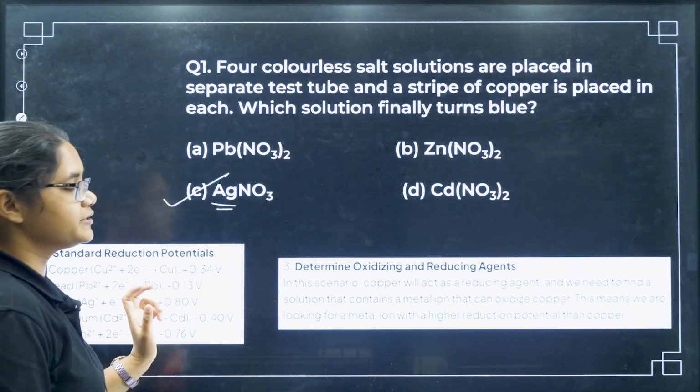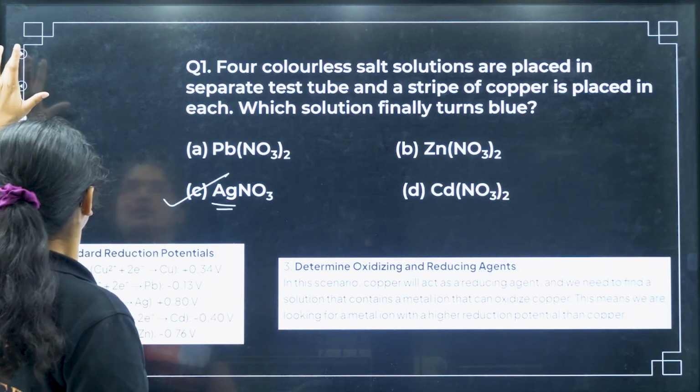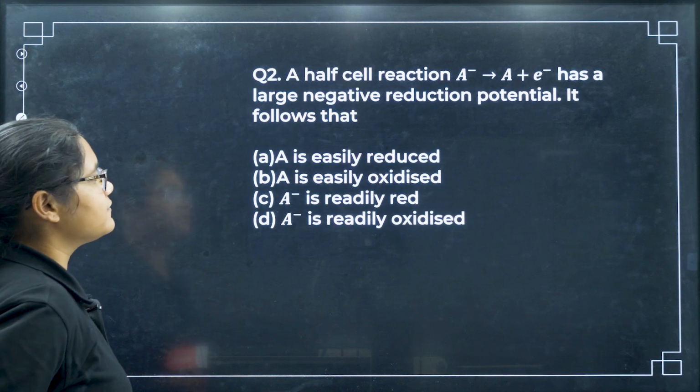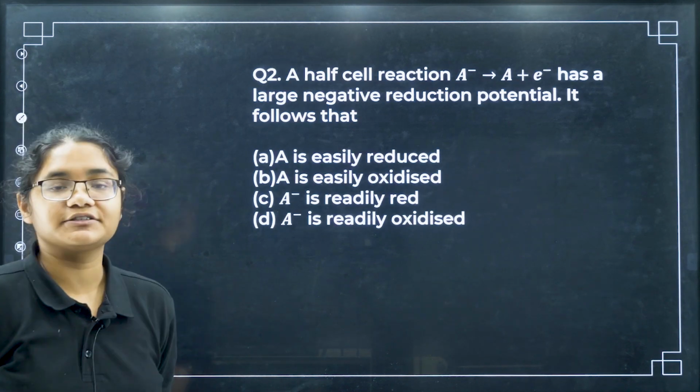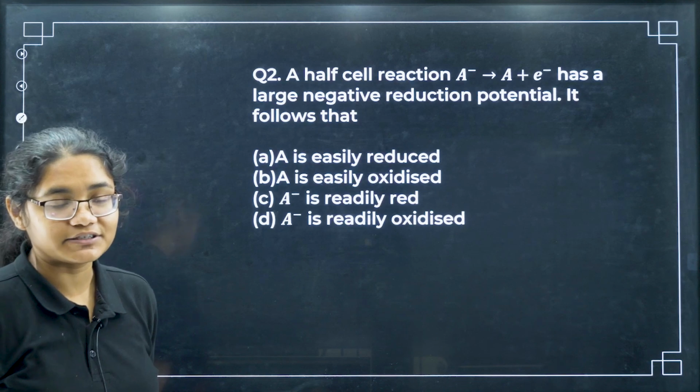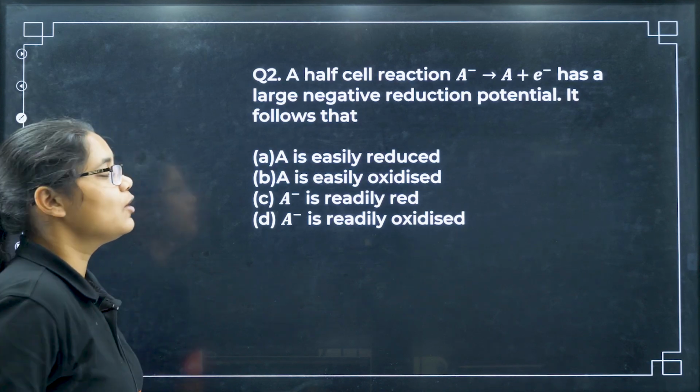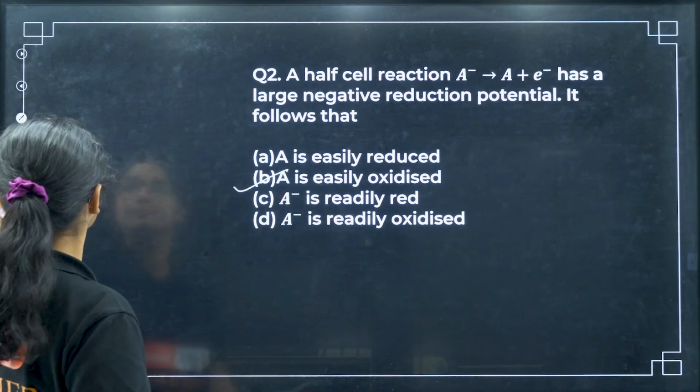You can see the reduction potentials given here. Next, a half cell reaction A to A plus plus electron has a negative reduction potential. Negative reduction potential means it has the tendency to get oxidized, so option number B.